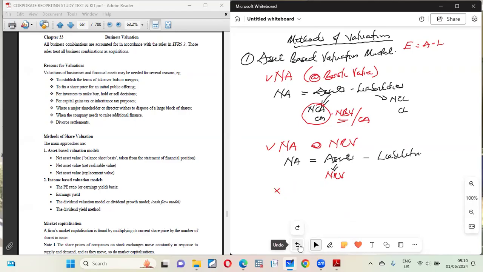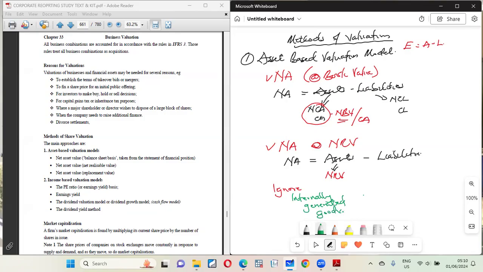ignore internally generated goodwill. But you see, over here, we said pick book value. So whatever is there, you pick, including the internally generated goodwill. But here, what you are going to do is that you need to ignore internally generated goodwill. You need to ignore it.